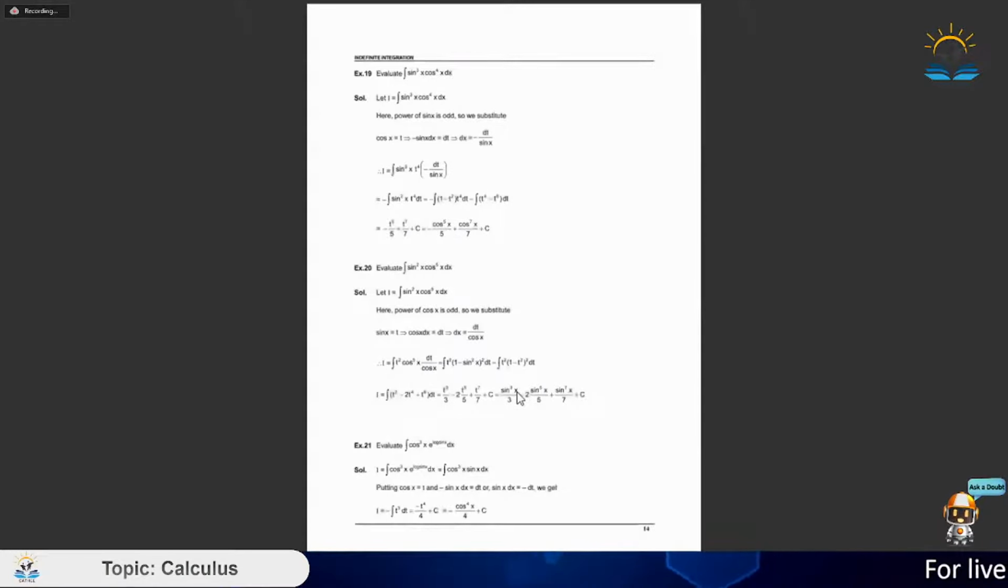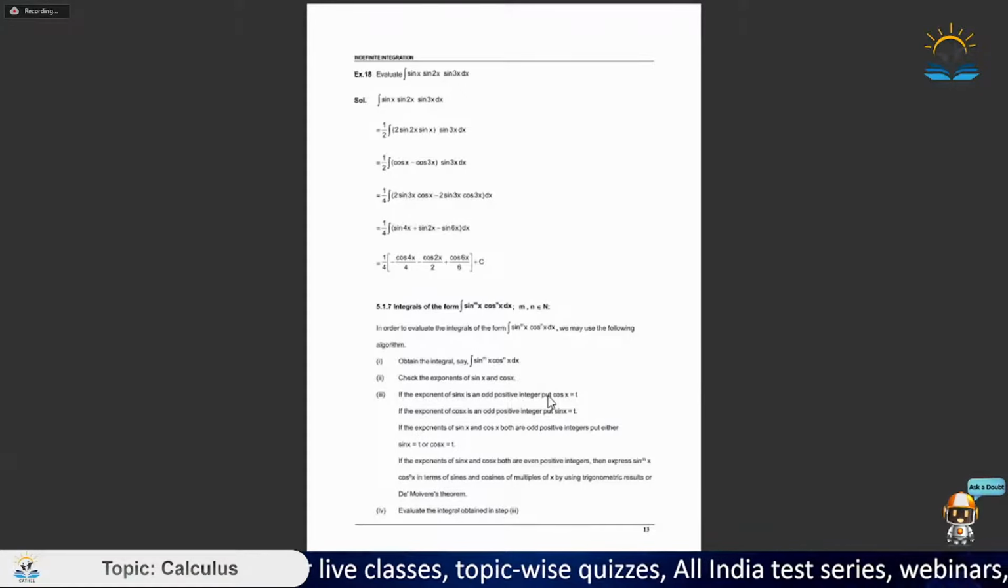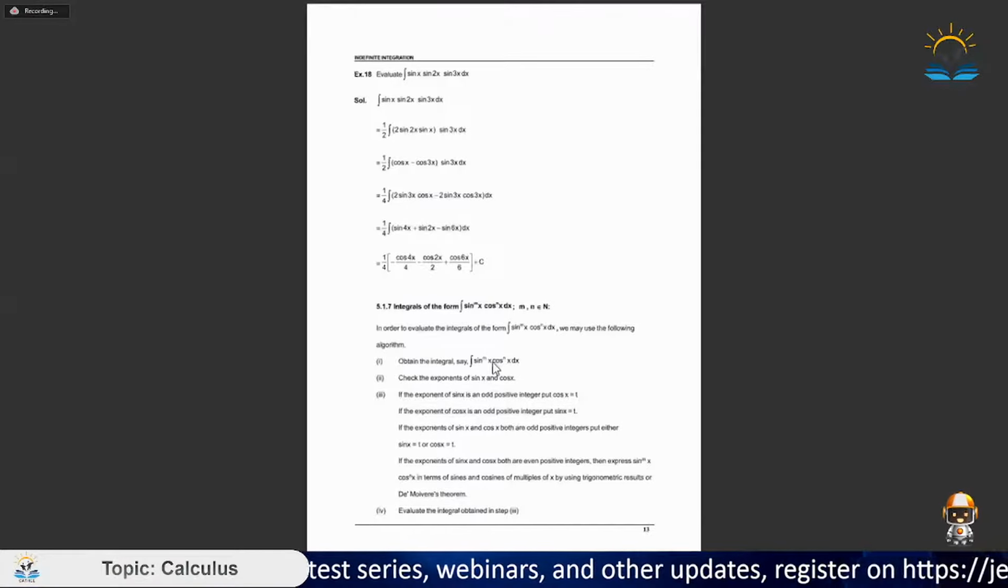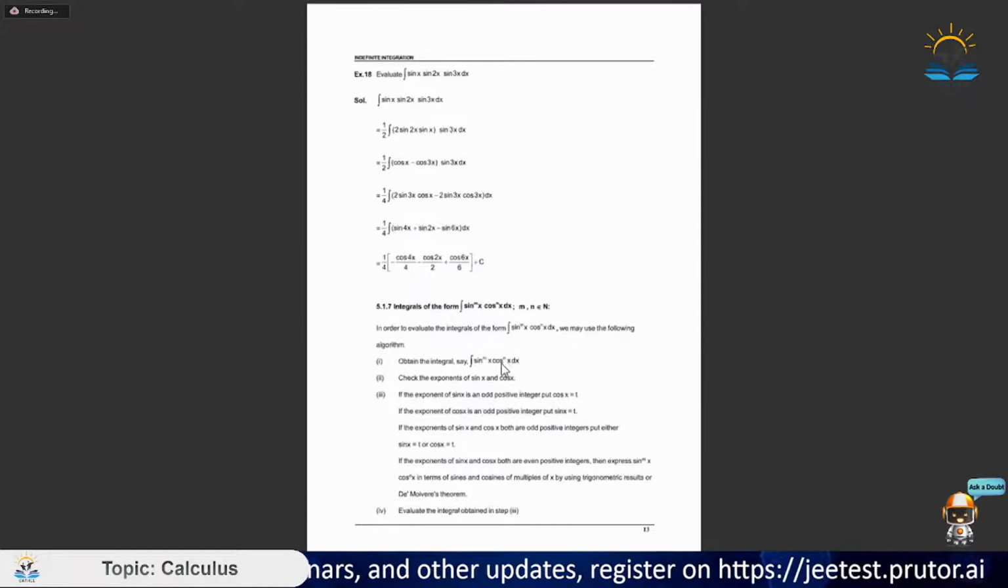Here we have to follow some steps to reduce it and get the integration. So, what does the step say? Check the exponents of sin x and cos x. First of all, we will be checking what the exponents are. If the exponent of sin x is an odd positive integer, put cos x equal to t. If the exponent of cos x is an odd positive integer, if n is odd, put sin x equal to t. Whichever power is odd, we keep the opposite base as t.